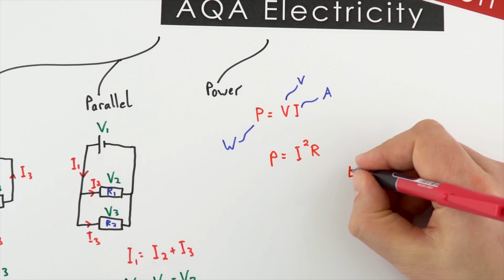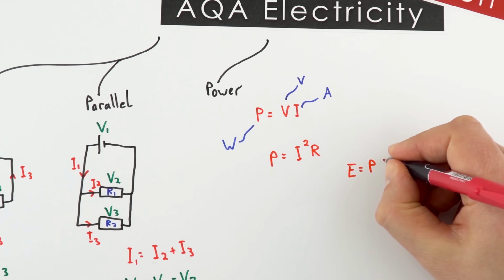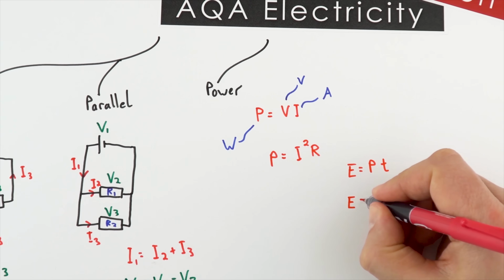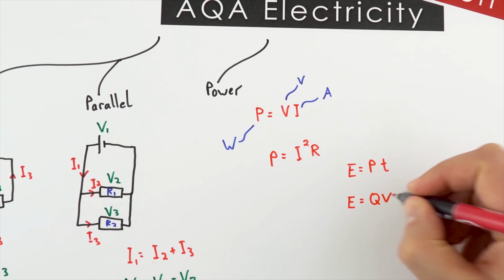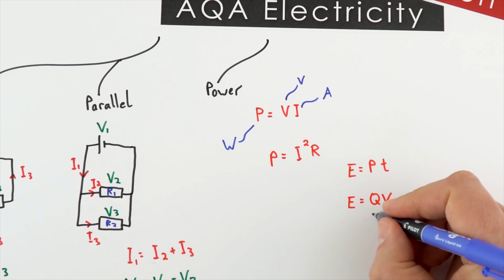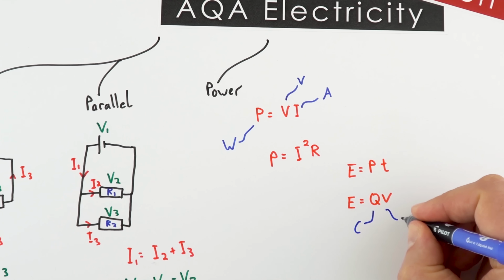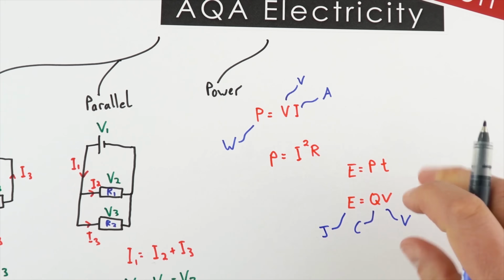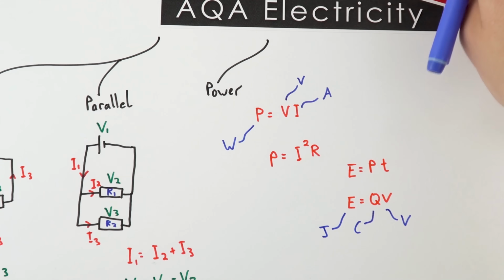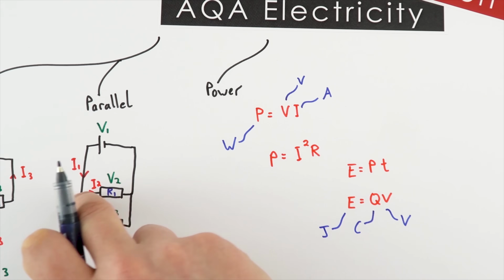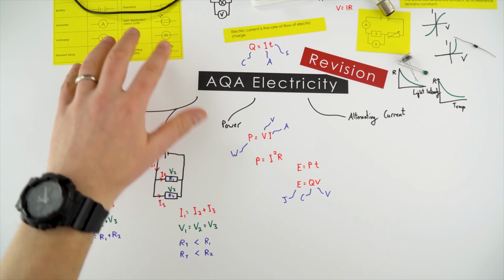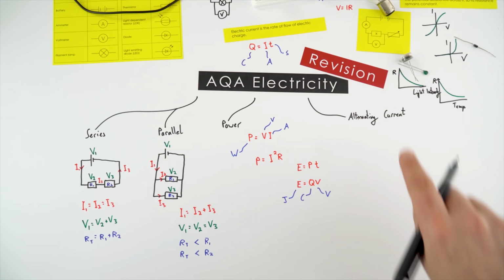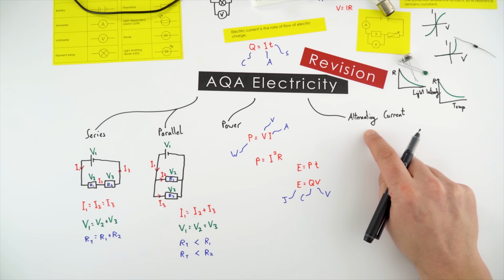Now again, you've got to remember that energy is equal to power times time. And another way of looking at the energy transferred is equal to QV. This is Q, which is a charge in coulombs, times potential difference in volts, and this then gives our energy transferred in joules. So there's a whole load of different equations that you need to be familiar with that you can then apply to circuits. So far we've been looking at direct current, which flows one way around a circuit, but then there's another type of circuit which uses alternating current.